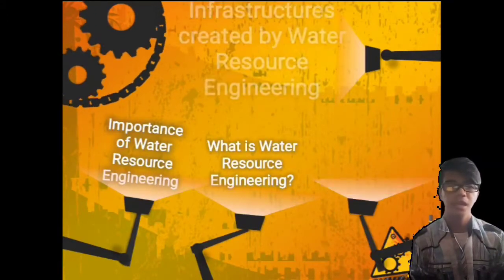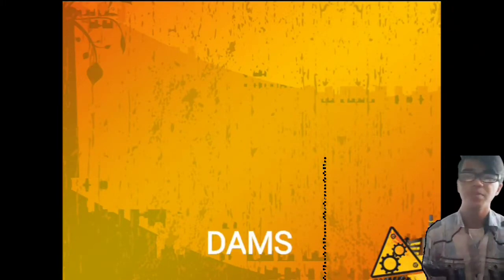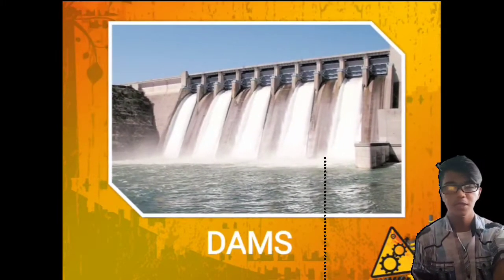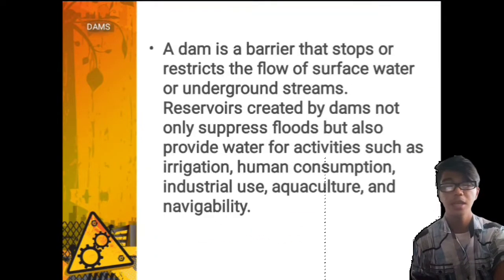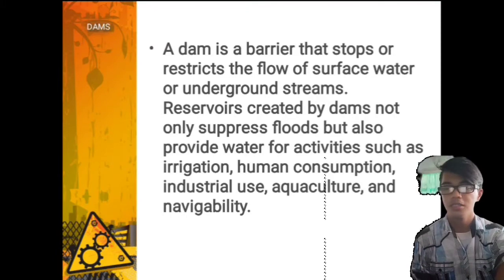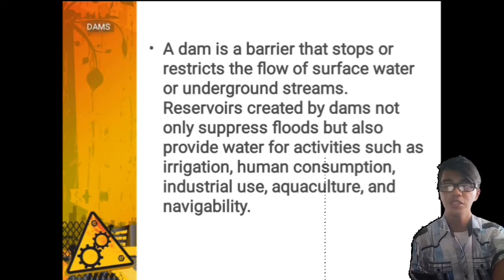And next is the infrastructures created by the water resource engineers. Next in line is dams. Okay, alam naman natin yung itsura ng dams. Diba sila yung mga lagay ng tubig? Dams is a barrier that stops or restricts the flow of surface water or underground streams.